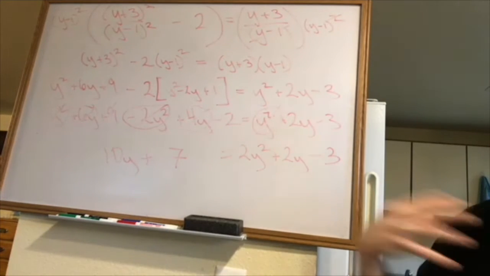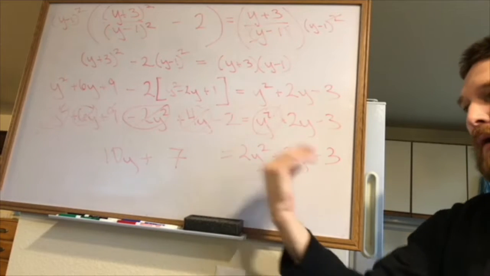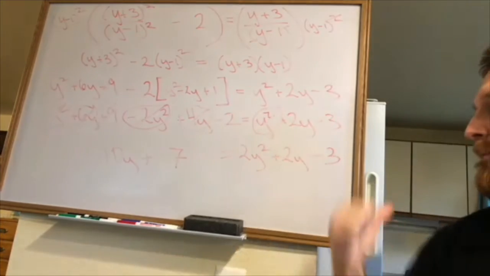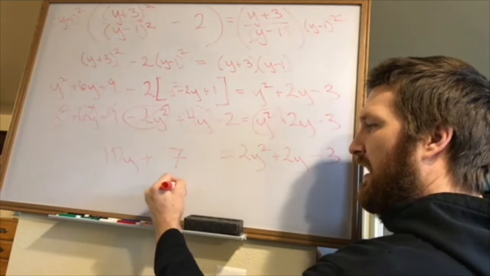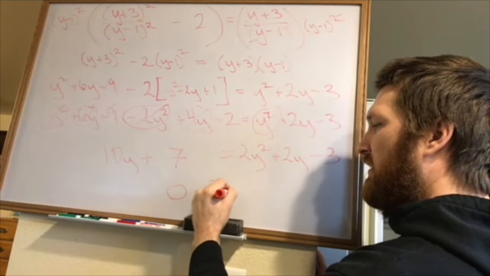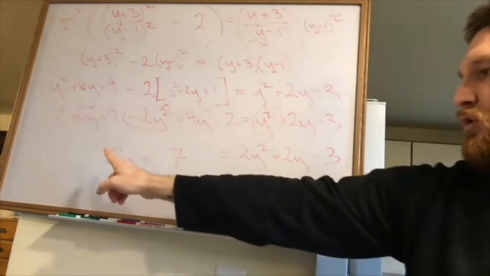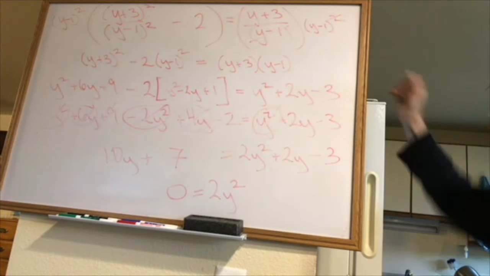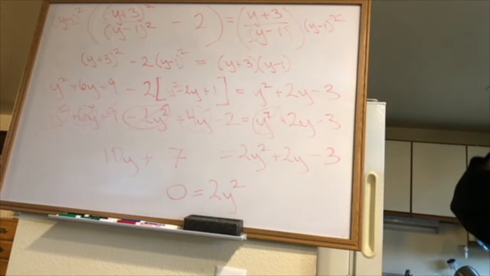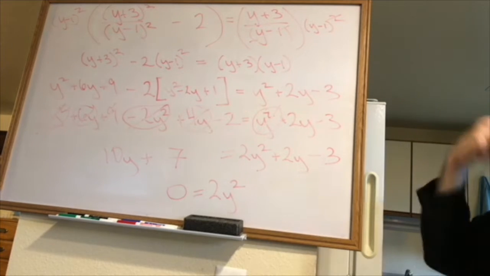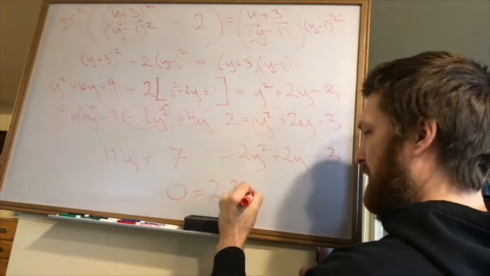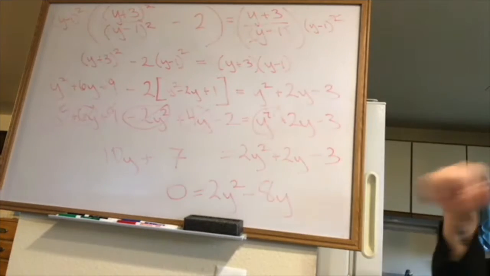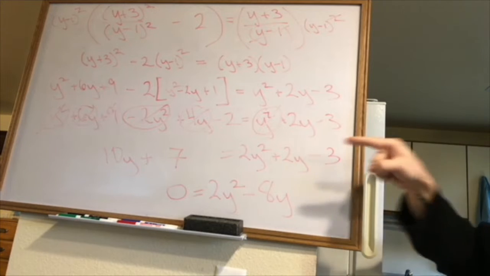Okay, so now we have this. Like I said, I like to have my squared term be positive. That's why I brought it over here in the first place. So that means I want to bring these guys over here. And so I'm going to have a 0. The 2y squared stays put. I subtract off the 10y, giving me what on the right-hand side? -8y. Okay, now I subtract off a 7 to give me a total of what over here? -10.